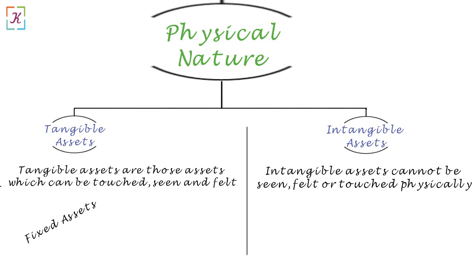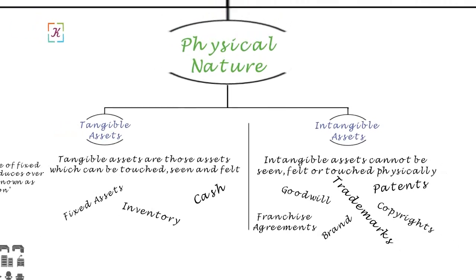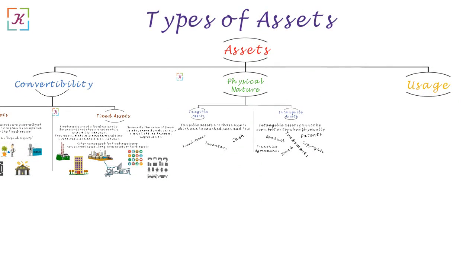All fixed assets are tangible. Moreover, some current assets like inventory and cash fall under the category of tangible assets too. On the other hand, some examples of intangible assets are goodwill, brands, franchise agreements, trademarks, patents, copyrights. These are also classified under assets because the business owners reap monetary gains with the help of these intangible assets.